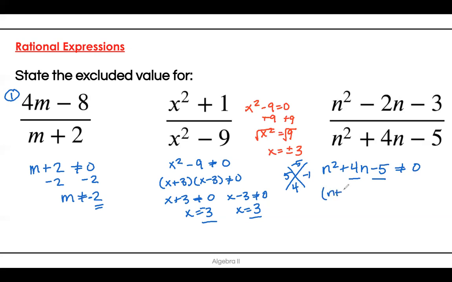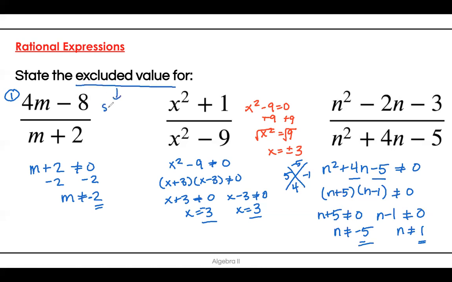So I have n plus 5 times n minus 1 can't be 0. So n plus 5 can't be 0, and n minus 1 can't be 0. So n can't be negative 5 and n can't be 1. So our excluded values here are negative 5 and 1. So essentially, to find the excluded values, you want to set the denominator equal to 0, and that will tell you what values have to be excluded.